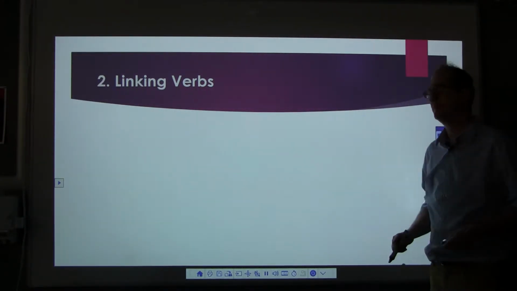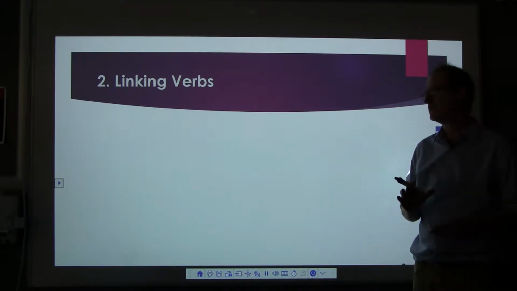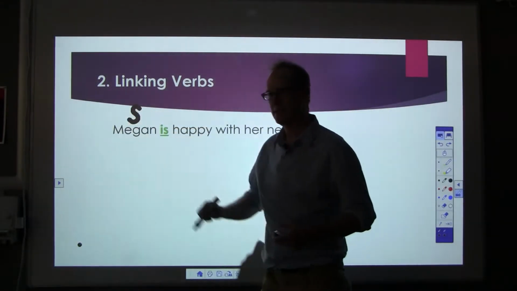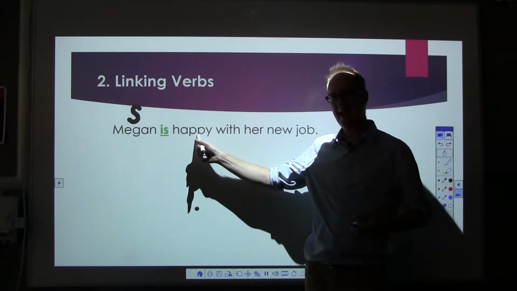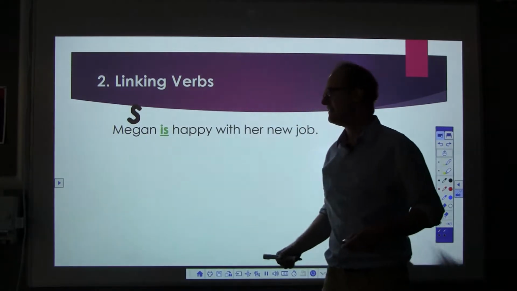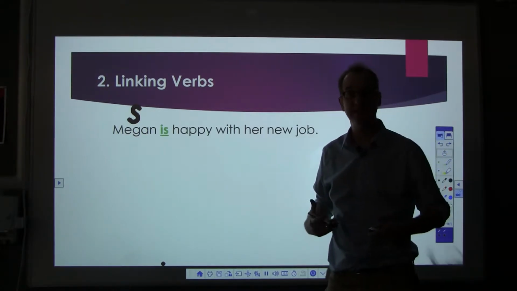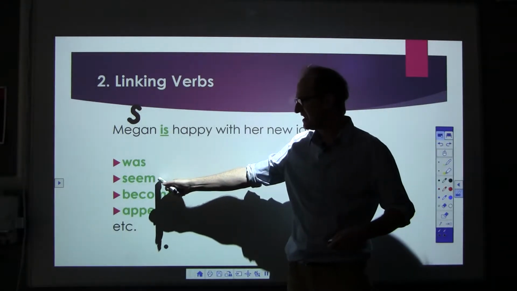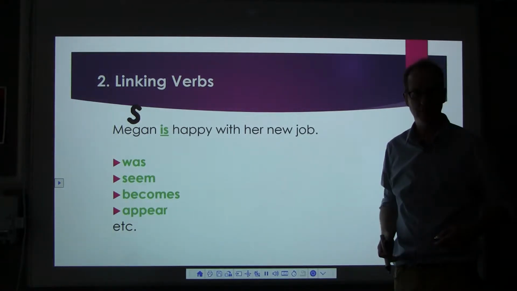The second type of main verb is a linking verb. And it's a little bit more unusual. A linking verb links the subject, in this case, Megan, with a word or words that describe the subject. In this case, happy. Megan is happy. So our main verb here is is. And this is a form of to be. Many times a linking verb will be a form of to be, like is, are, were, was. But they can also be seem, becomes, become, appear, appears. All of those are linking verbs.